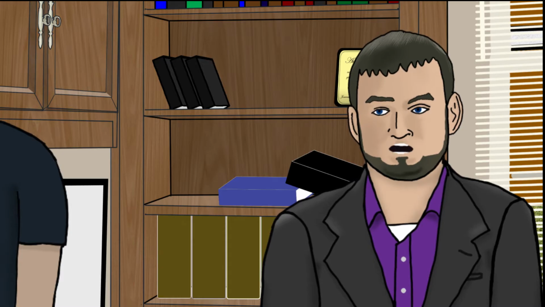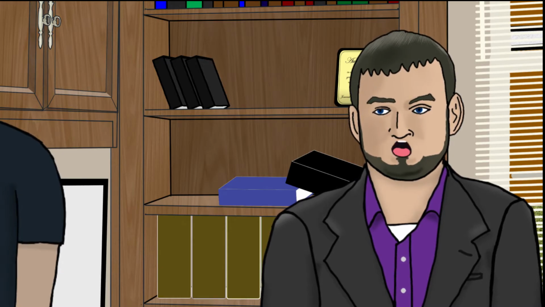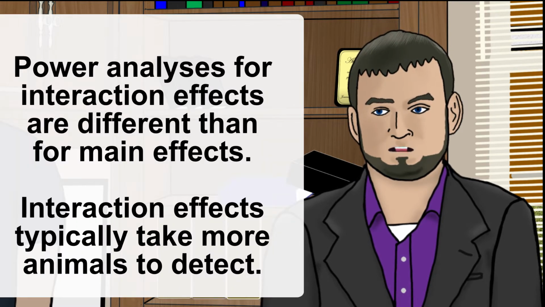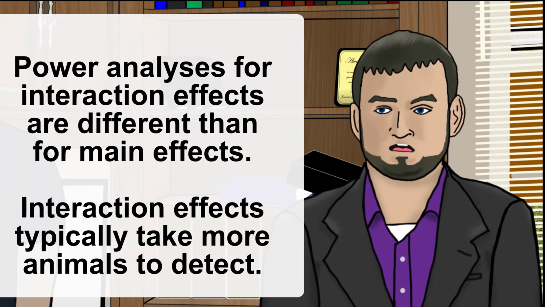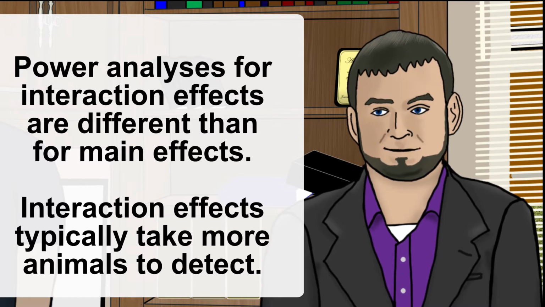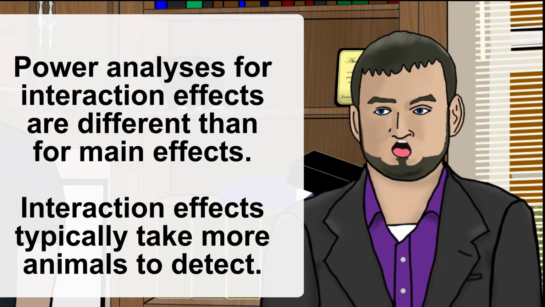Ugh, that's not what we were hoping for. What if we just added a few more animals? That's probably not a good idea statistically, but we can talk about that another day. But another thing to note is the power calculations for two-way ANOVAs are a little different than power calculations for just two groups. So it's important to do a power analysis before you start a factorial design like this.